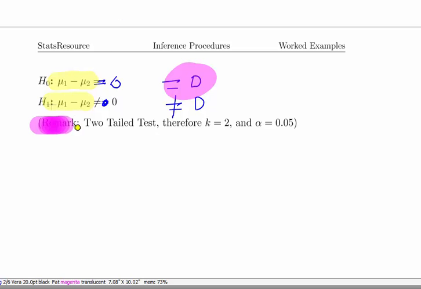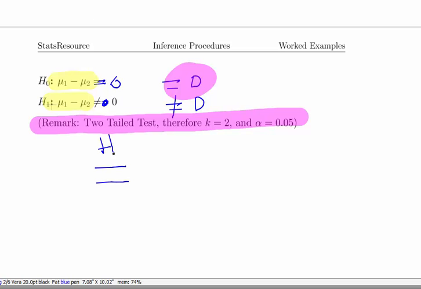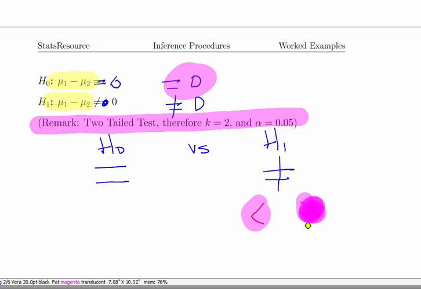Just as a quick remark, it's a two-tailed test, and also we're using a 5% significance level. How do we know it's a two-tailed test? Well, it has this structure here: equal to versus not equal to. And not equal to is equivalent to saying less than or greater than. It's almost as if to say, how many alternatives to the null hypothesis does the alternative hypothesis offer you.